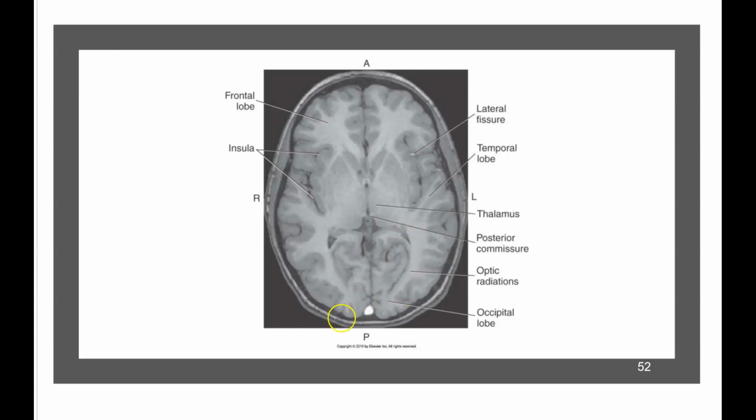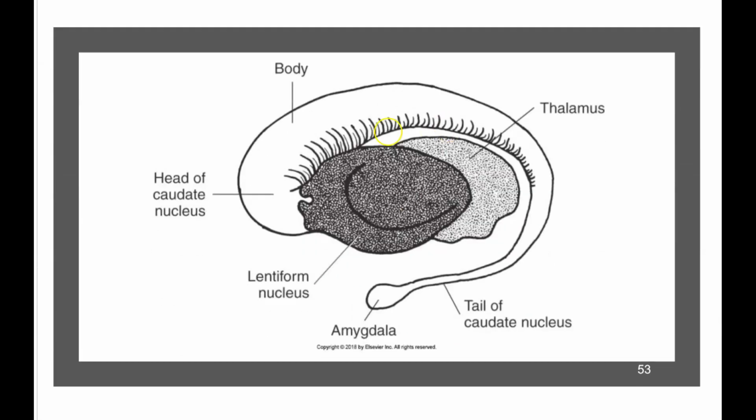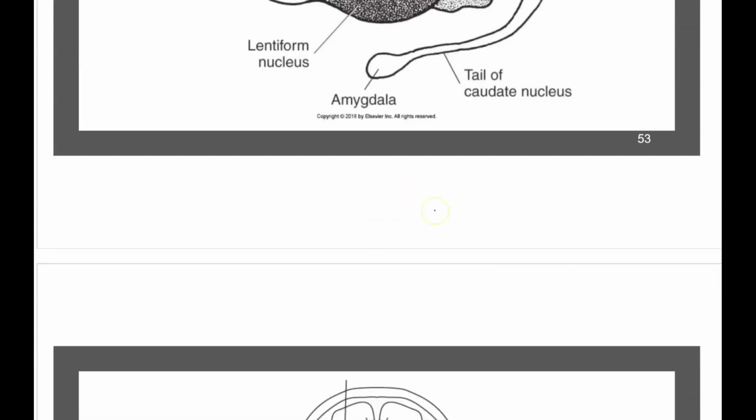Here's our occipital bone, frontal lobe, and temporal lobe, and we'll label those in just a bit. So here we have the head of the caudate nucleus. This is the body of the caudate nucleus coming around to the tail of the caudate nucleus with the amygdala, and the lentiform nucleus here in the middle. And then our thalamus is right there with it.